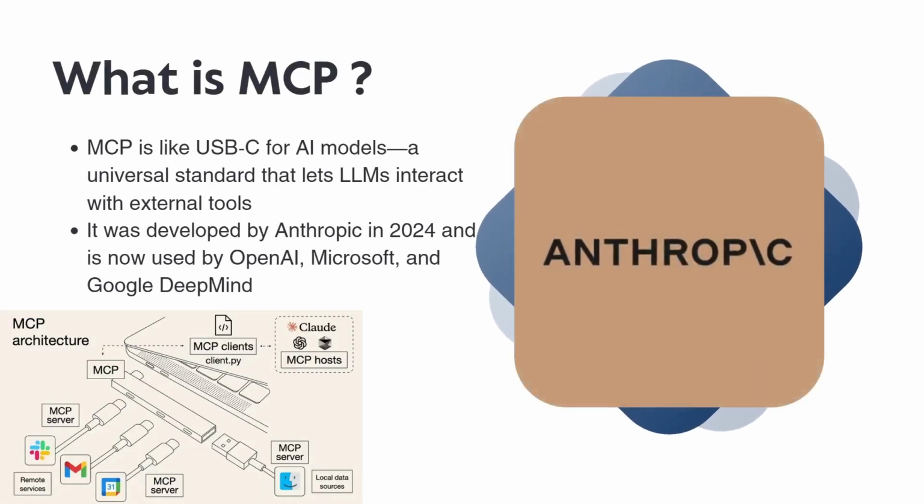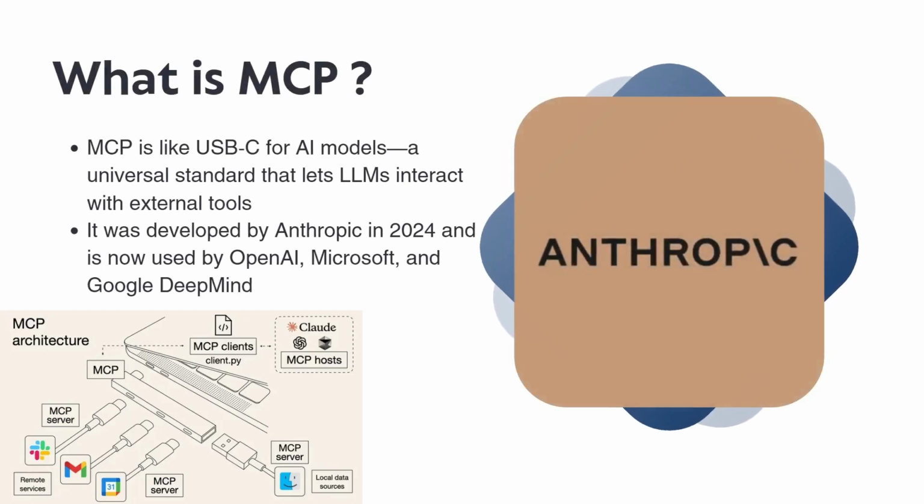What is MCP? It's like a USB-C for AI models, a standard that lets AI connect to other tools like Gmail or Slack. It was made by Anthropic in 2024, and now it's used by big companies like OpenAI, Microsoft, and Google DeepMind. With MCP, AI models can do more than just chat. They can take real action using external tools.